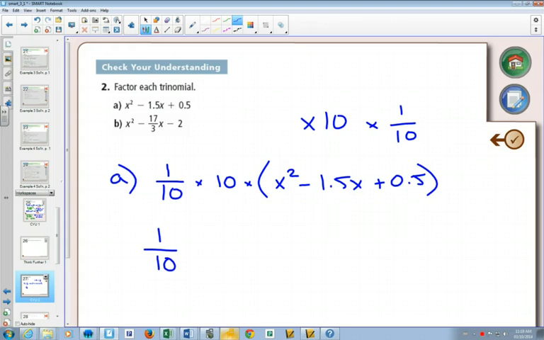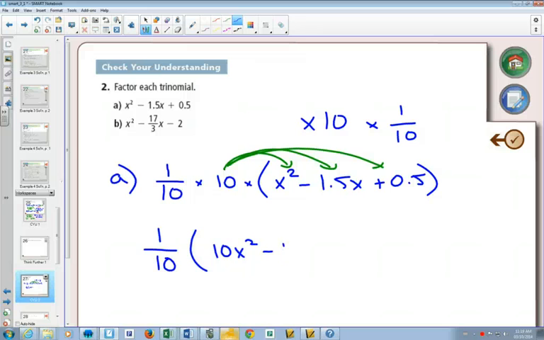So if I multiply this 10 through to each thing, I will now have 10x squared minus 15x plus 5. Because multiplying by 10 will just move the decimal place over 1. Can you see now that what we have in brackets is a trinomial with no decimals? So now we can go back to our grade 10 skills and say, how do I factor that?